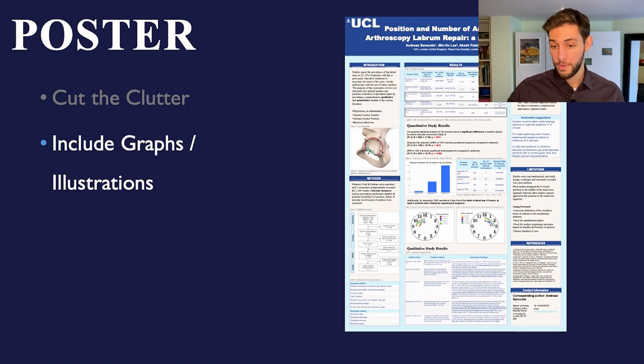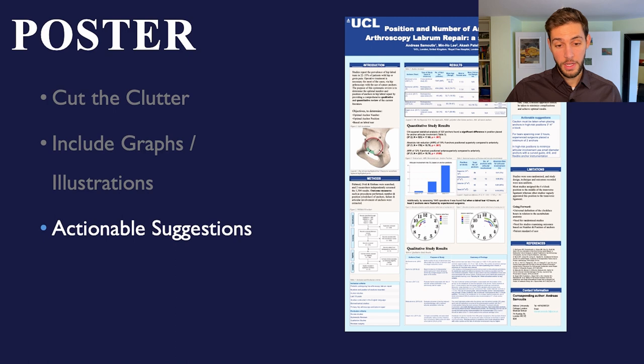Include graphs and illustrations. We've said this. We had a whole section about graphs and illustrations. You could go look at that. They're very important. I also always use an actionable suggestions panel. I think you can see it here. If someone comes to see my poster presentation, they know that if they read these actionable suggestions, this is the applicable part, what we said with the hypothesis at the beginning, in the first video. This is the derivation of the applicable part of my hypothesis. So if you read my paper from my study, this is what the actionable suggestions are.